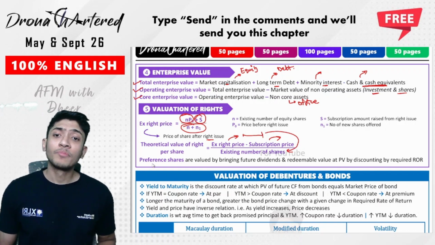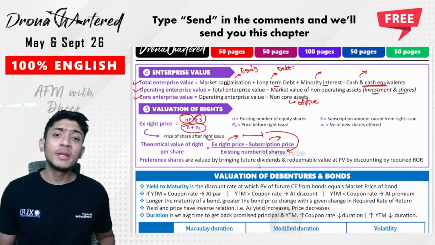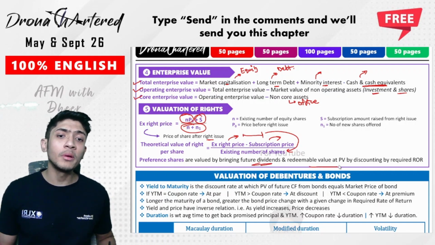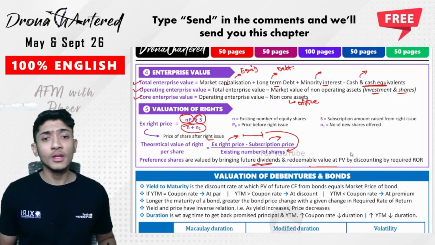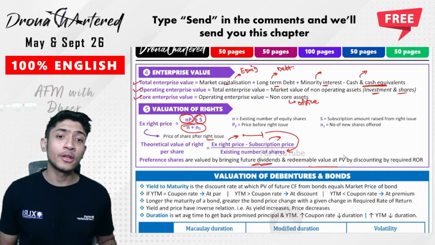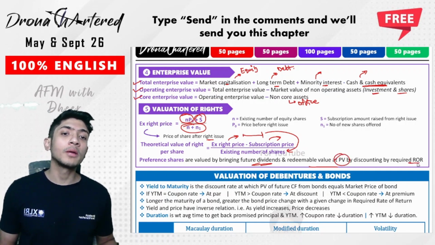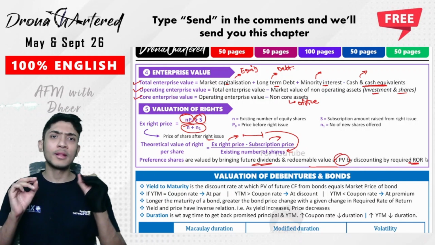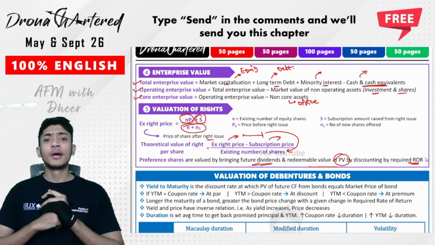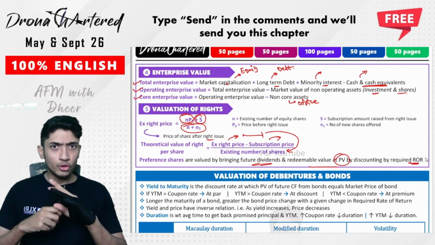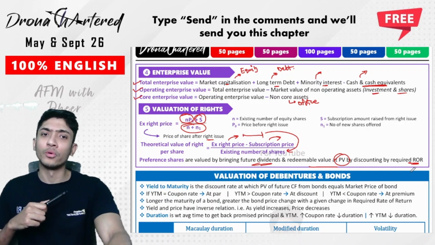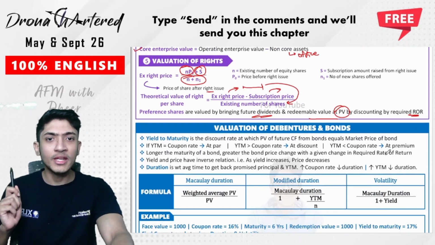Perfect. Okay. Preference shares are valued by bringing future dividends and the redeemable value of the preference share to present value by discounting at the required rate of return. Normal simple dividends and your required rate of return are used to calculate this present value. Okay, I hope the equity part was clear.